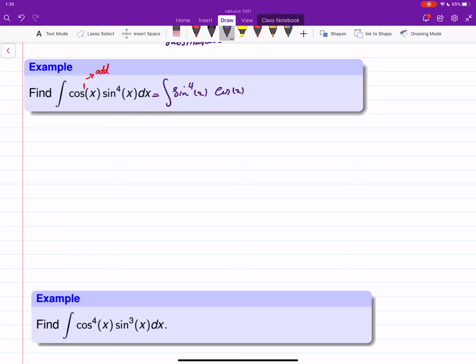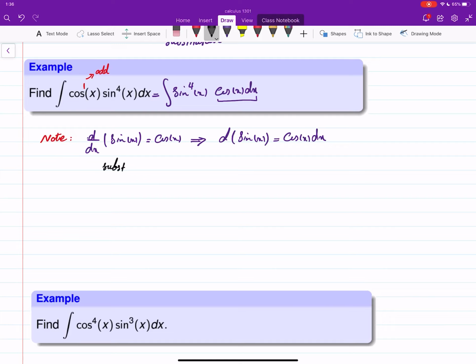What you should have in mind is that the derivative of sine x is cosine x. In other words, in terms of the differential, this is cosine x dx. Well, cosine x dx is there, so that gives me a hint that I can use substitution. The substitution where I set u to be sine x. Then as a result, du will be cosine x dx. And I have du here.